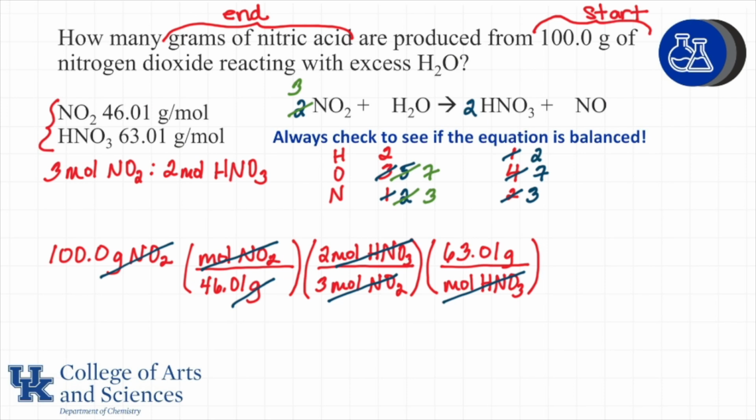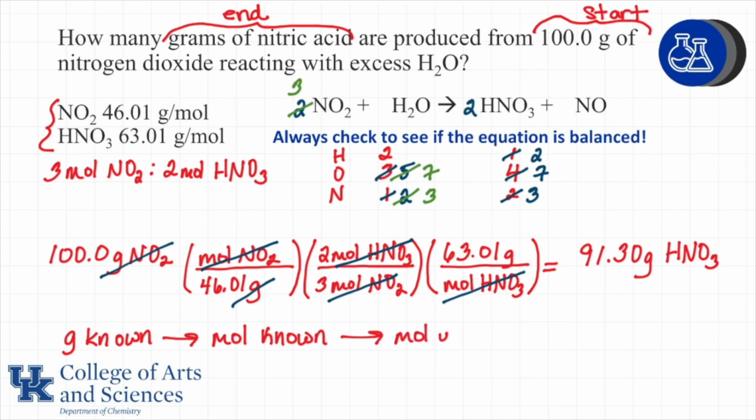I do the calculation, and I get 91.30 grams of HNO3. Notice, I set up the entire problem, making sure I was canceling out everything but the units I needed at the end before I actually did the calculation. Here, we went from grams of our known, which was the NO2, to moles of our known, to moles of the unknown, to grams of the unknown. Again, using the mole to mole ratio from our balanced chemical equation.